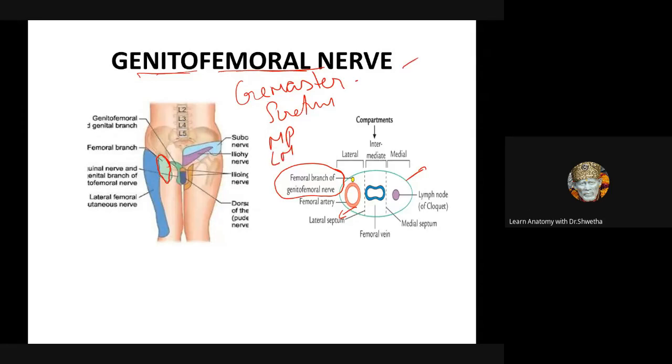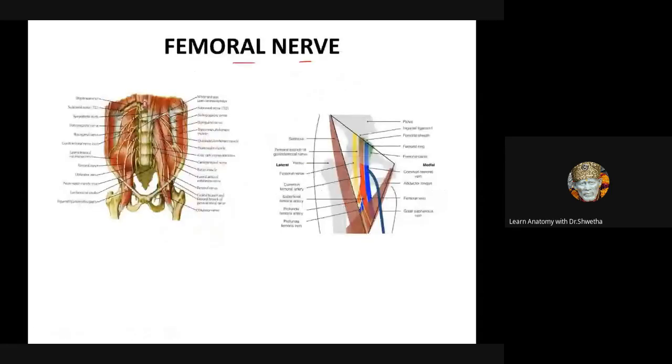Now, we come to the femoral nerve. You will tell me the root value of the femoral nerve. What is it? Posterior branches of L2, L3, L4. Excellent. Posterior division of ventral rami of L2, L3, L4.